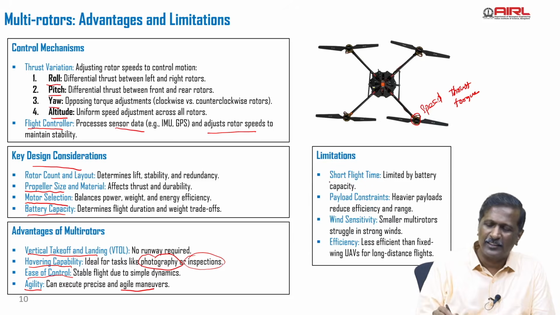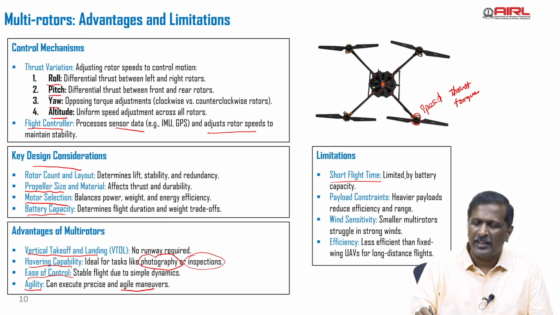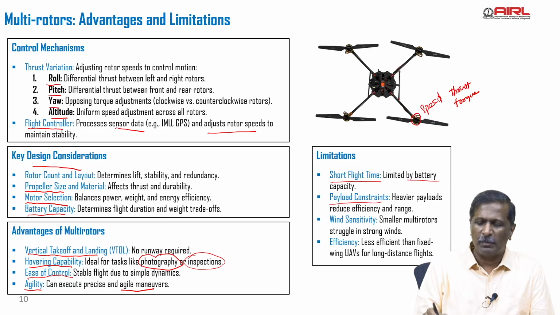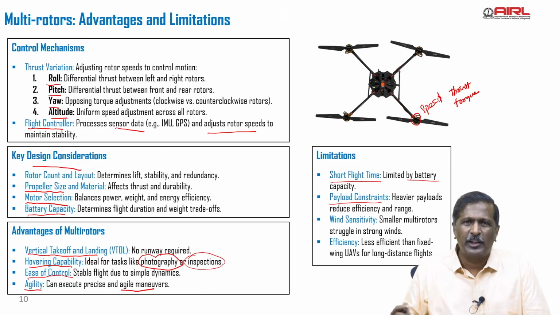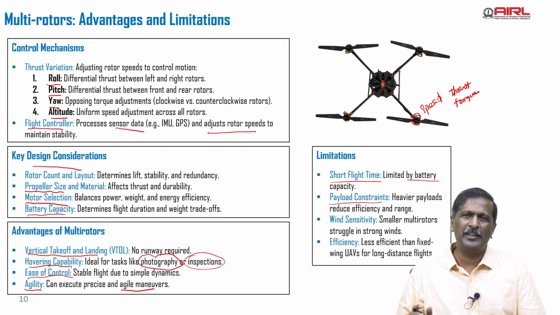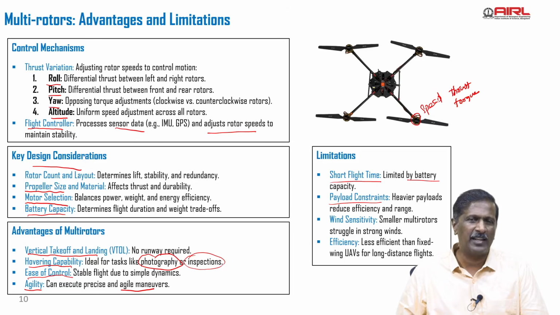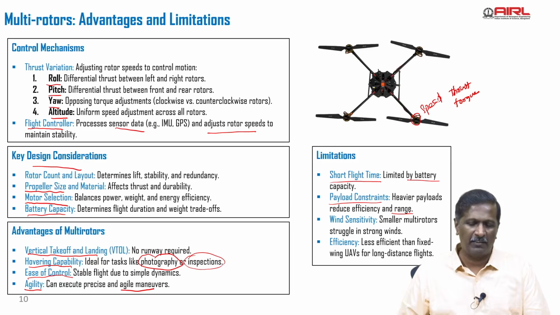The limitation is shorter flight time. Because we are using motor and propeller, flight time is affected by the capacity to carry your battery, right? And it also comes with payload constraints. If you want to carry a heavier payload, it will introduce wind-related drag, and that will affect the ability to carry heavier weight, because the wind variations do influence the performance of the aircraft, and also the range to which we can carry the heavier payload.